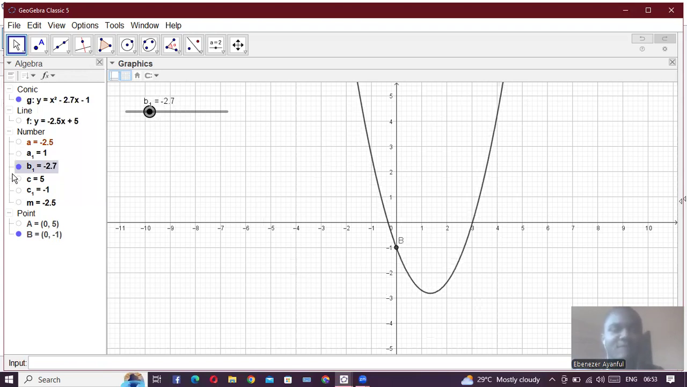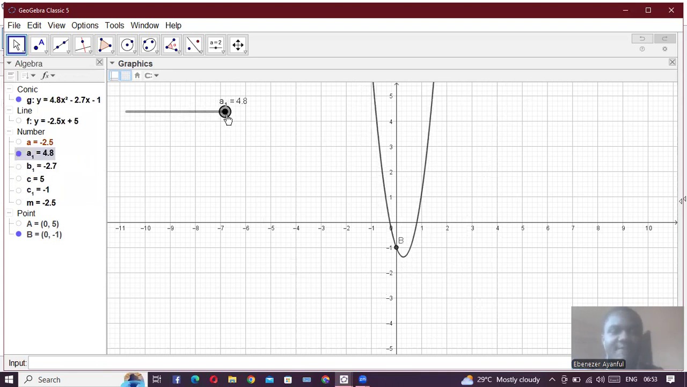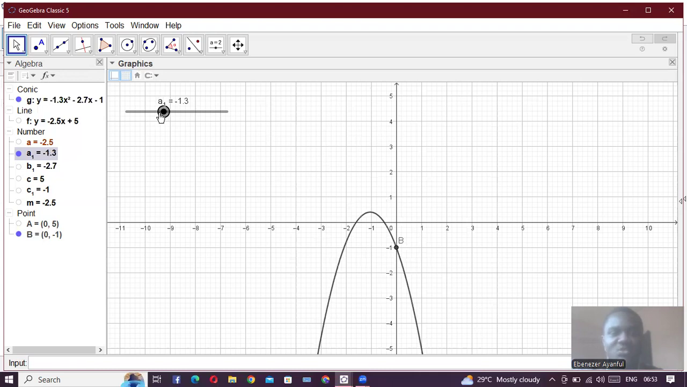Now let's look at the purpose of A. We've talked about C already. So the purpose of A1. When I move A, you see that the curve is changing. Here it was U-shaped, right? That was when it was positive. Now as I move it towards the negative, the shape changed into an N shape. So that's the purpose of the A. That's the leading coefficient, the coefficient of the leading term.